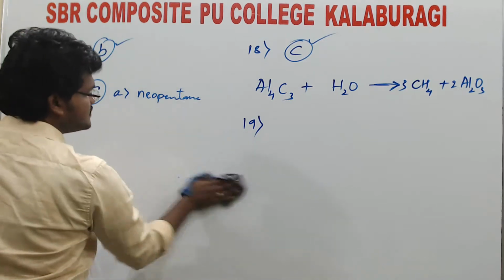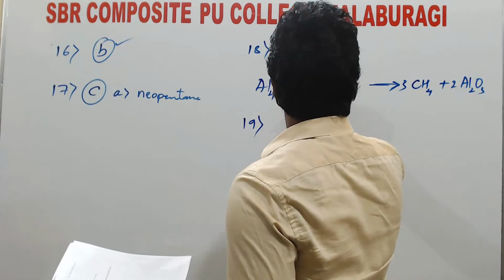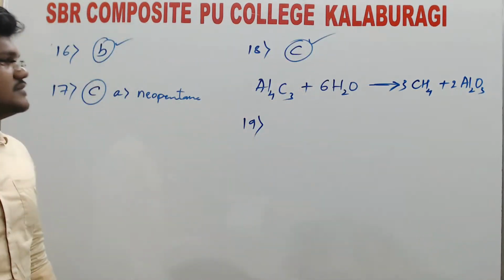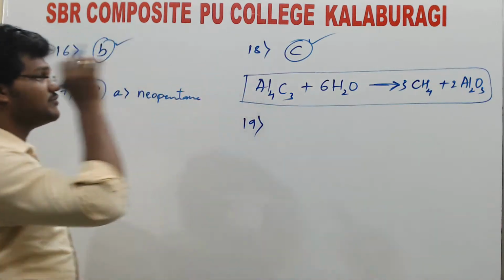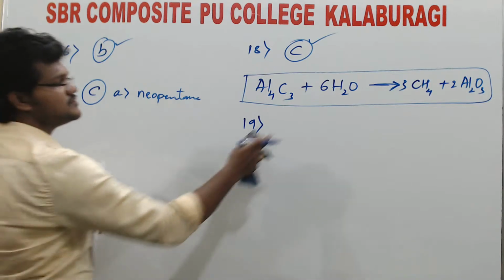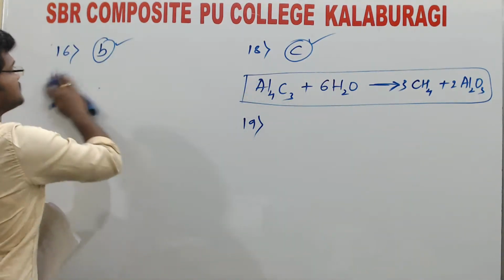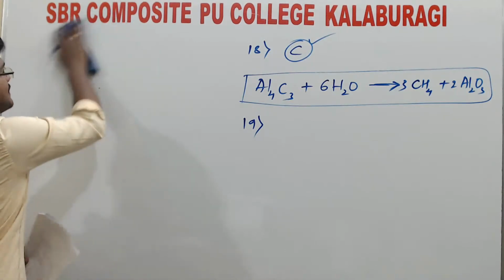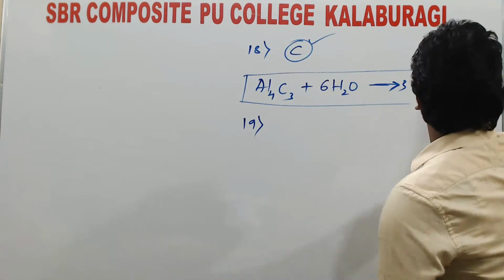Here it has to be 6 moles of water. Now this is balanced. I'm talking about question number 18. So this was missing over here, that's why I have written it. It has to be 6 moles of water. So now it is balanced.